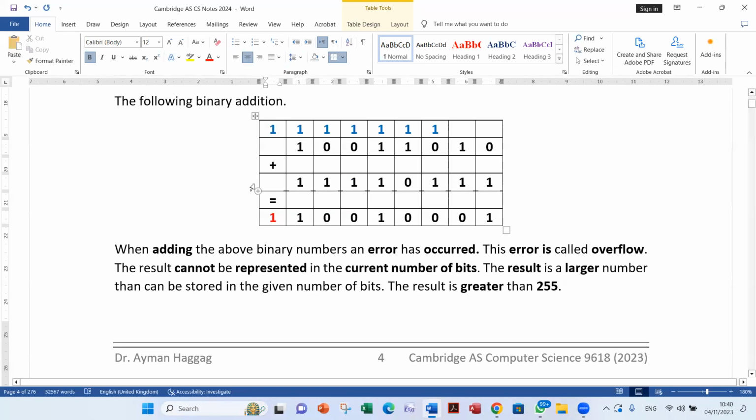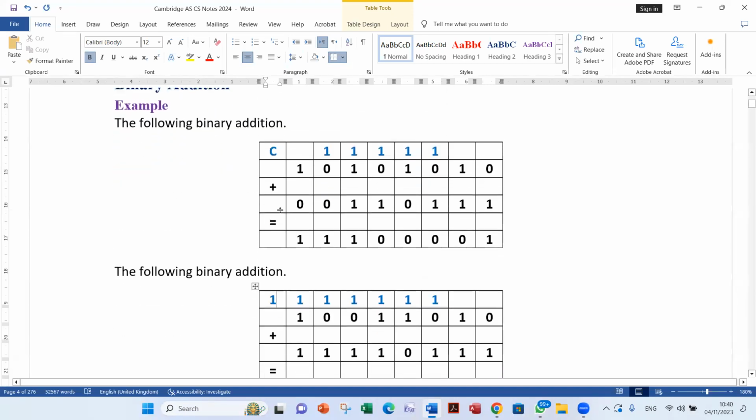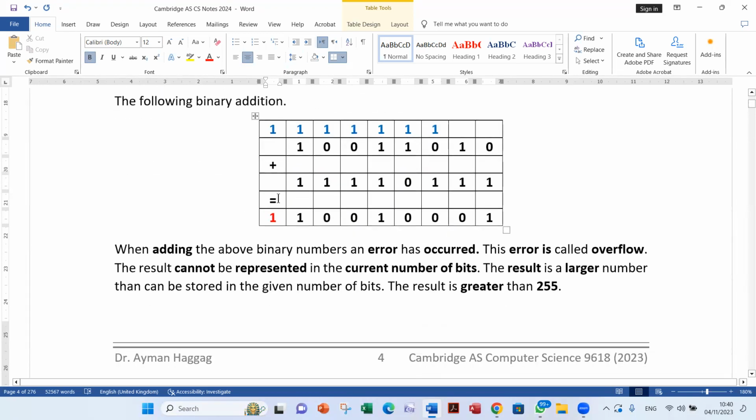And carry 1. Okay, what's the problem about this? Because now I need 9 bits. The result cannot be stored in 8 bits. Probably because maybe the denary value of the result is something above 255. And we studied in the O-level that the largest denary value that can be represented in 8-bit is 255. And then you need an extra bit.